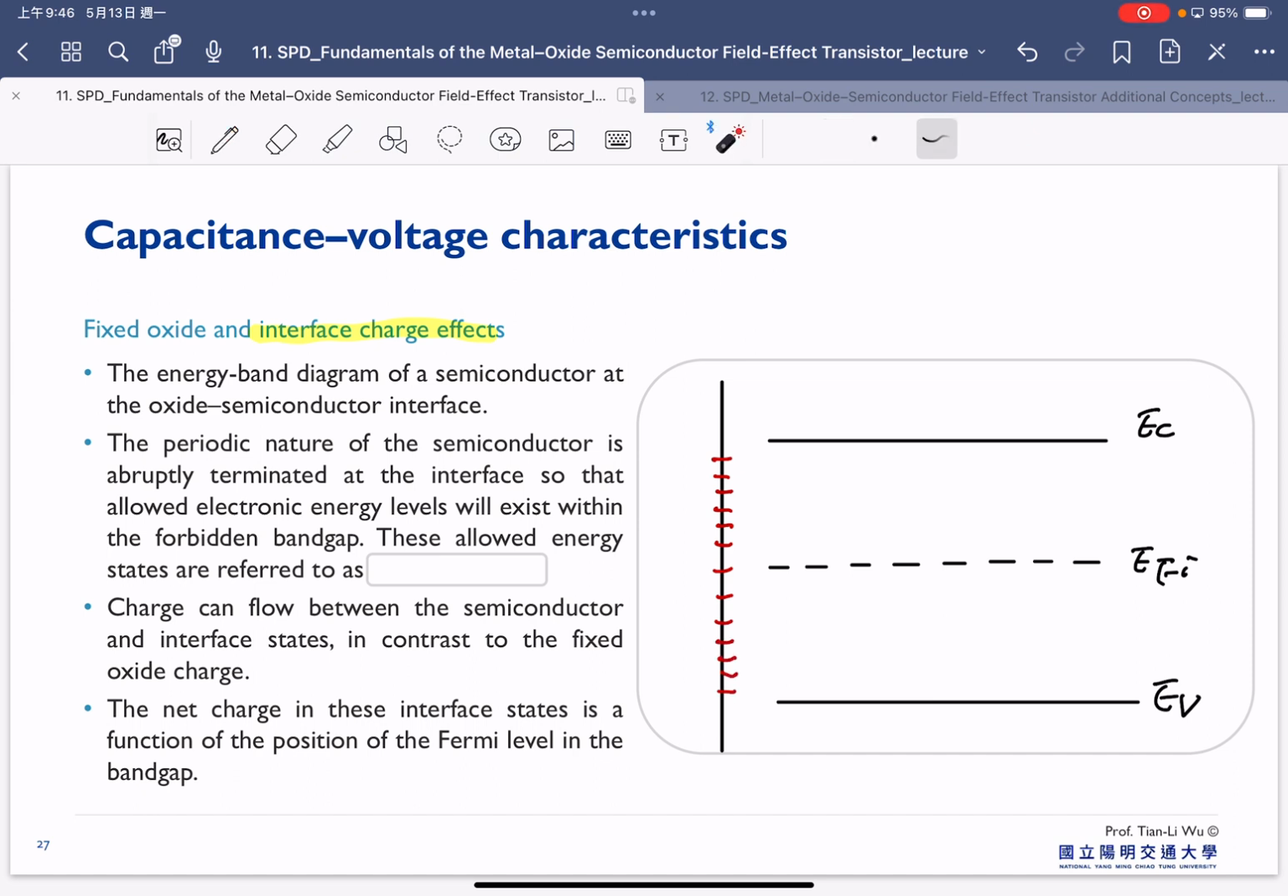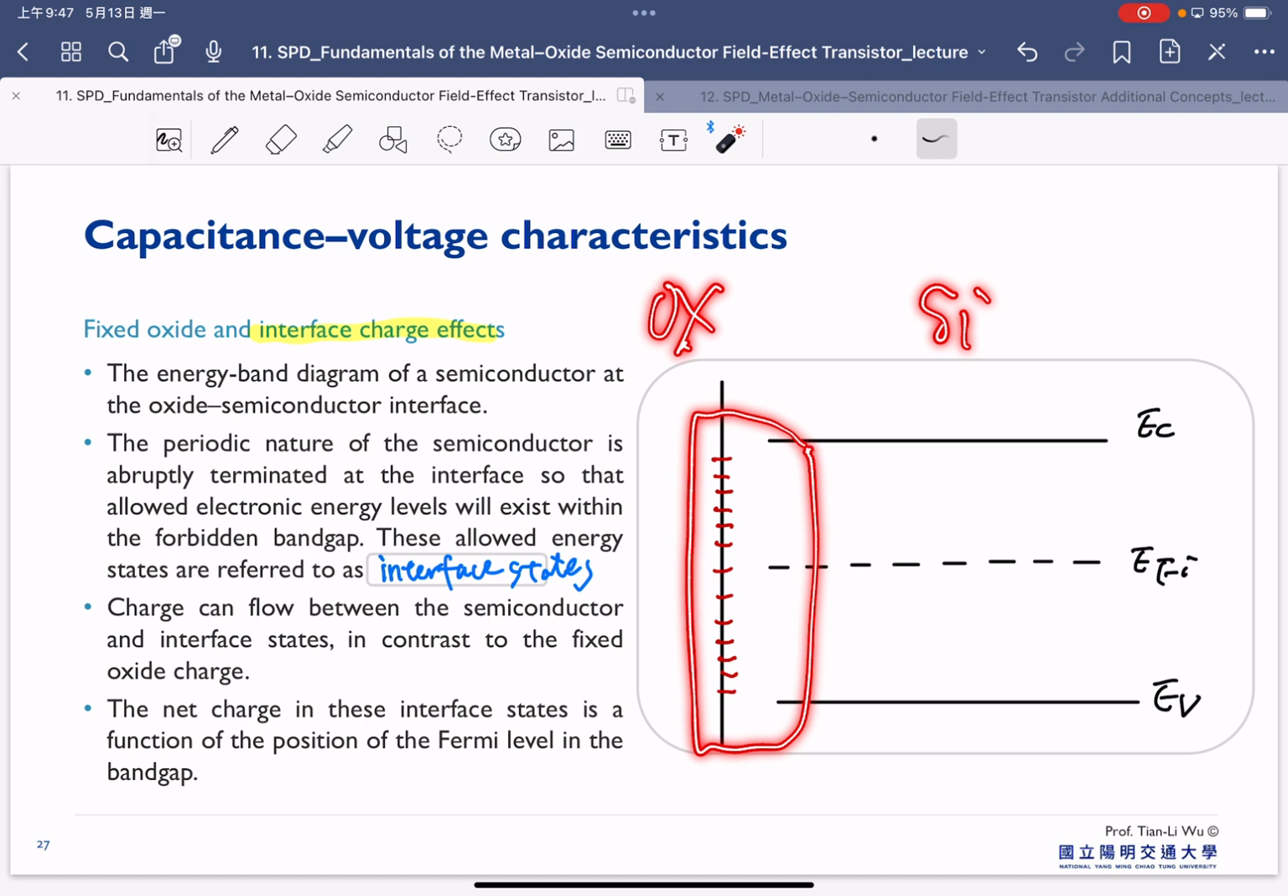This is because the periodic nature of the semiconductor is terminated at the interface, so allowed electron energy levels will exist within the forbidden band gap. These allowed energy states are referred to as interface states. As I previously mentioned, this is our silicon and this is our dielectric. We all know this interface is abruptly terminated, and that terminating will disrupt the lattice arrangement at this interface. So here we don't have perfect silicon bonding anymore.